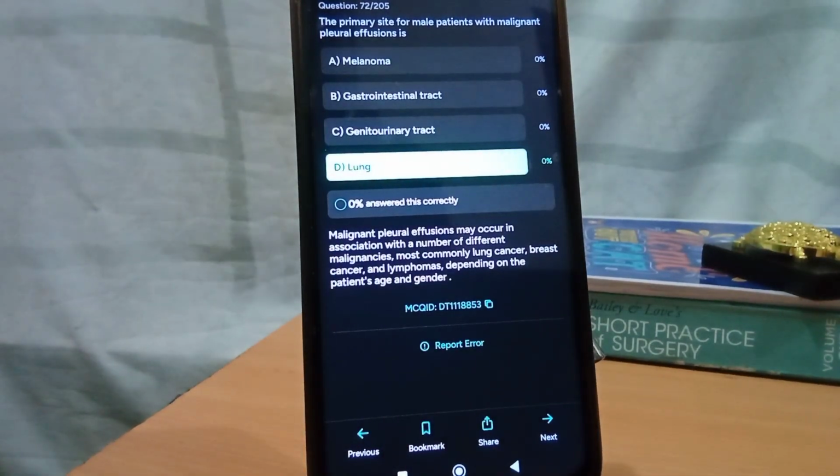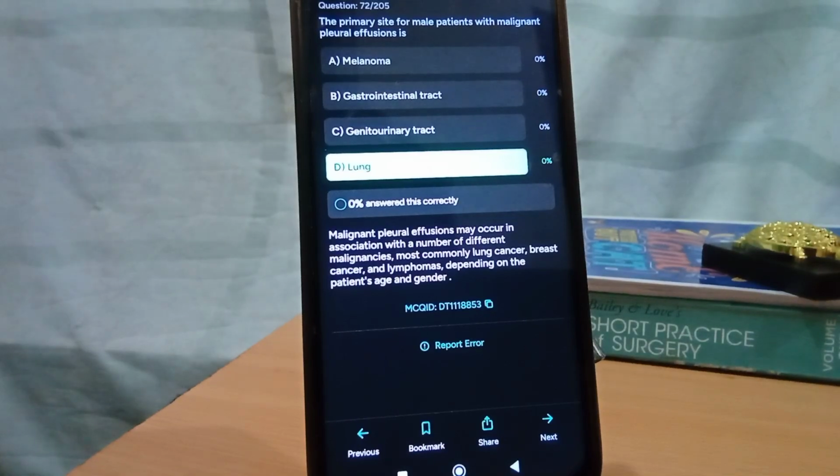The primary site for male patients with malignant pleural effusion is lung. The malignant pleural effusion may occur in association with a number of different malignancies, most commonly lung cancer, breast cancer, lymphoma, depending on the patient age and gender. So the primary site for male patients with malignant pleural effusion is lung.